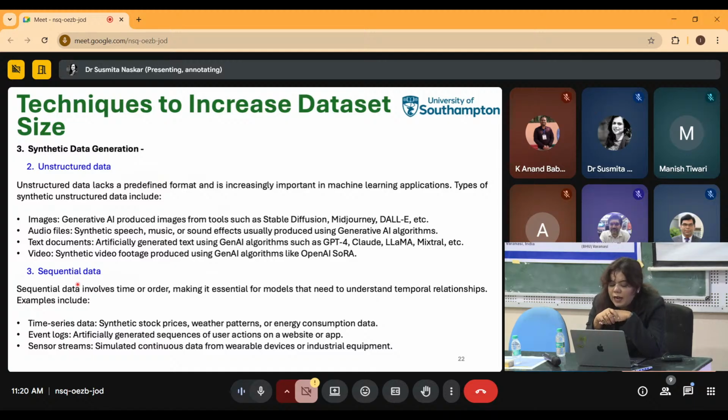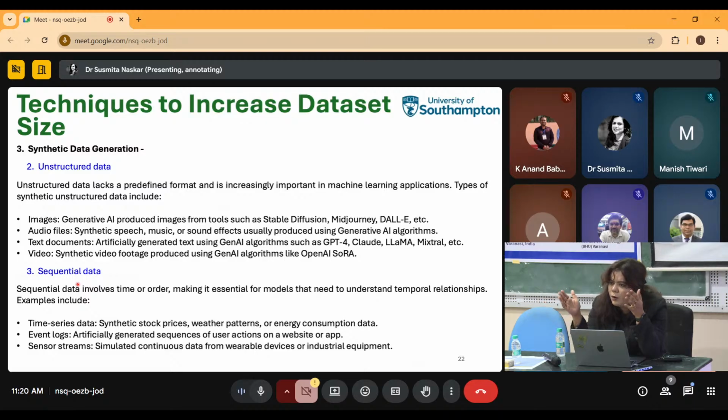And then there are another two types of synthetic data generation, I think more complicated compared to the structured data. One is the unstructured data and another one is the sequential data, right? So unstructured data is when there is no fixed table schema. That means for structured data, you have a tabular format. You have your rows, you have your columns, and you can actually do that, right?